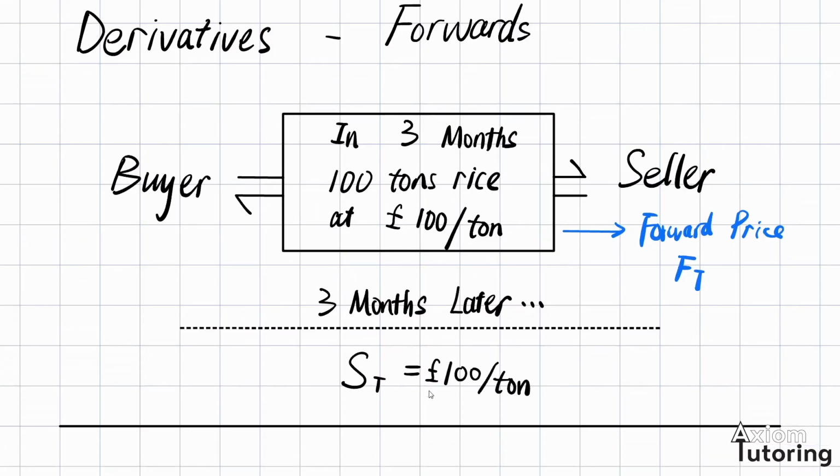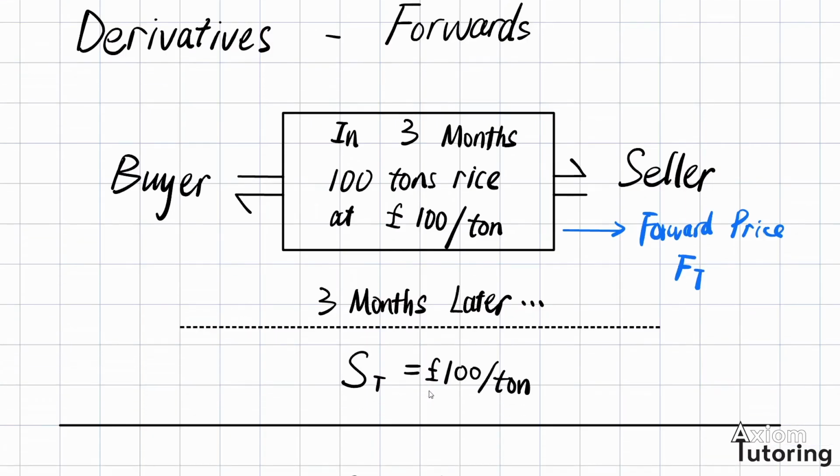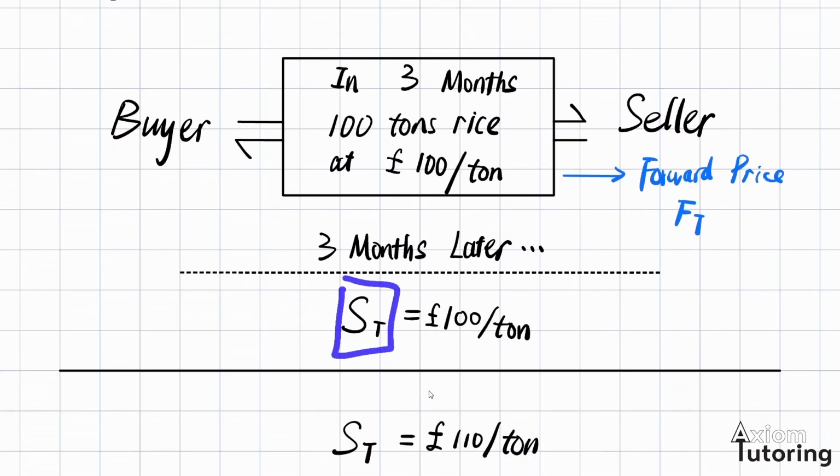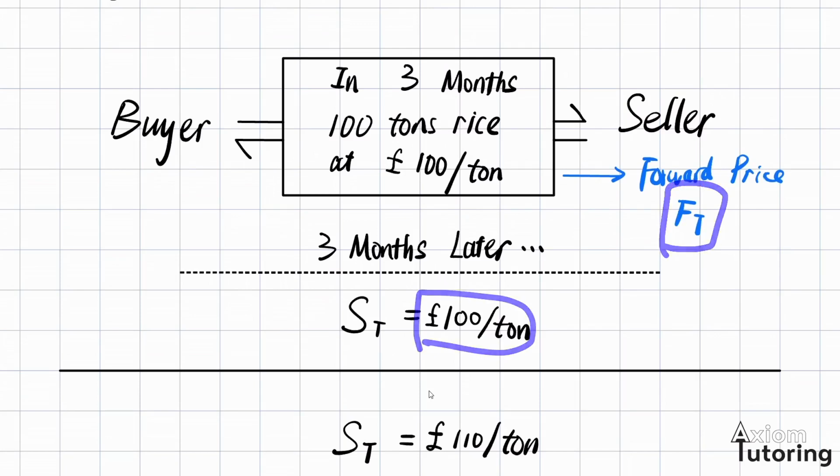Okay, so which one would benefit from this forward contract? It would depend on the actual market price in 3 months' time. So 3 months later, let's suppose that the spot price, or the actual market price in the future, is exactly the same as your forward price here, which is £100 per ton. So would any of these parties benefit from entering this forward contract if we ignore the discounting or time value of money, in this case for just 3 months?